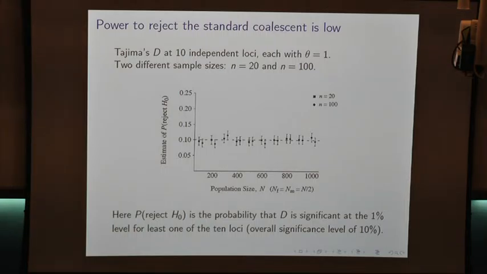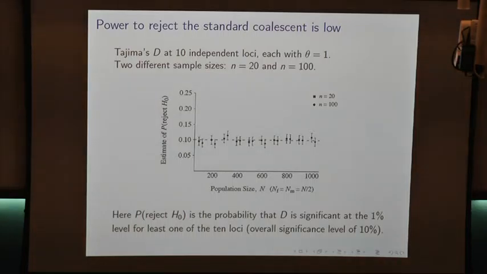And there's almost no power, at least with a small number of loci, to reject the standard neutral model, even though we've got this conceptual problem that the pedigree is there, and in fact, we averaged over it when we made the model. So this is Tajima's D at 10 independent loci, each with theta equal to 1. Remember, that's the mutation parameter. There are two different sample sizes of n equal to 20 and n equal to 100.